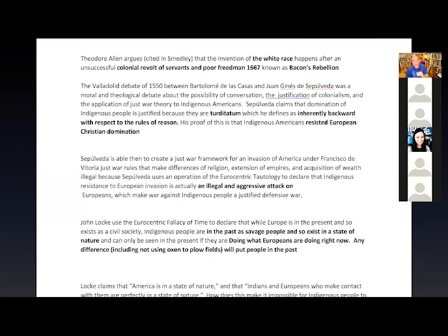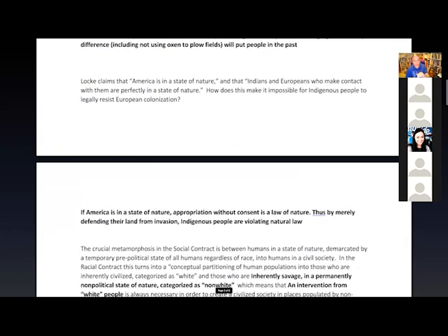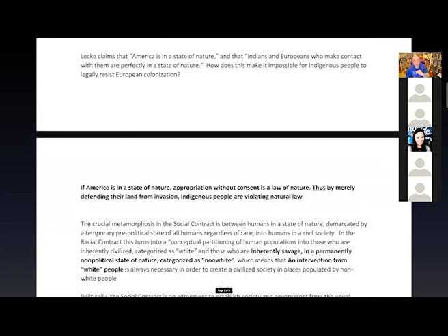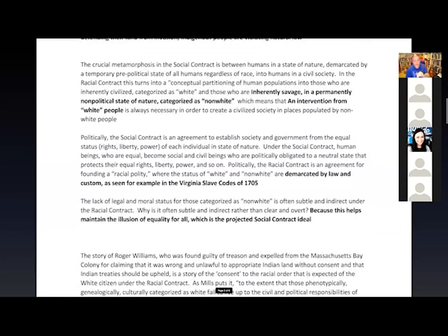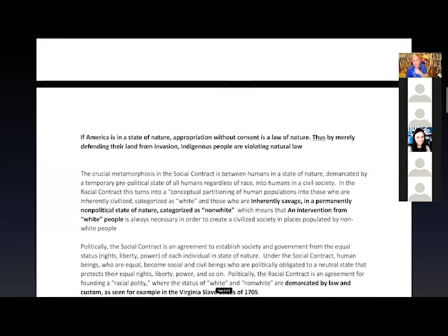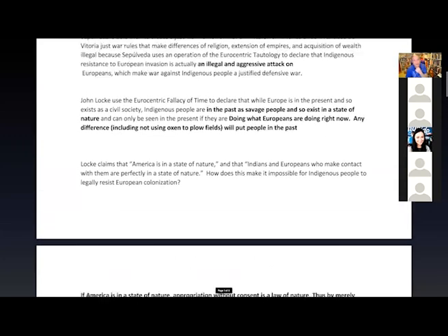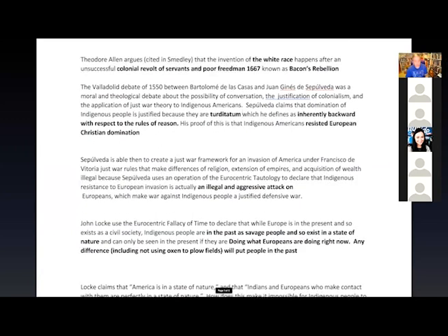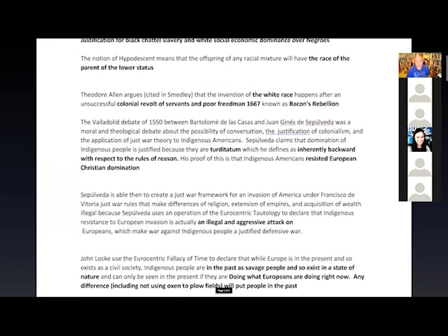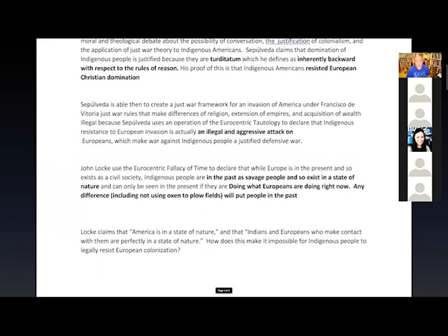So any questions so far? We only have a few more, a couple from Locke and a couple from the racial contract, some of these that are from the earlier sections. Are there any particular questions about what we've gone over so far before I move on to the next?